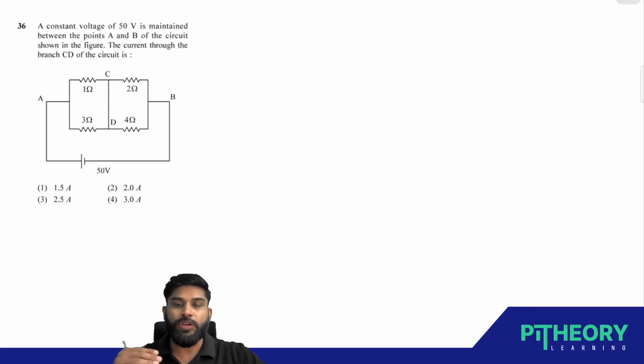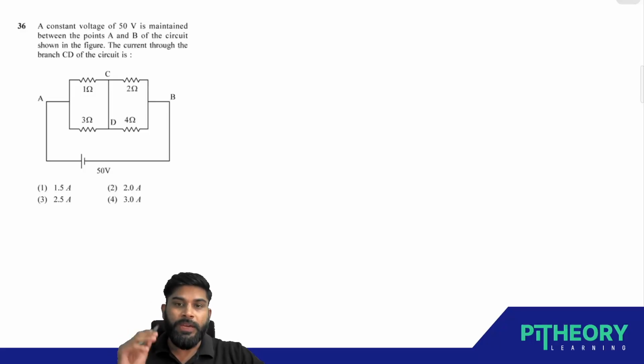Together with that, the potential relation along the parallel branches. Okay, we might have to find some of the currents in different branches also. So let's actually start doing this step by step. Okay, so here first, what we are going to do, we analyze the circuit, we find the total current in the circuit.